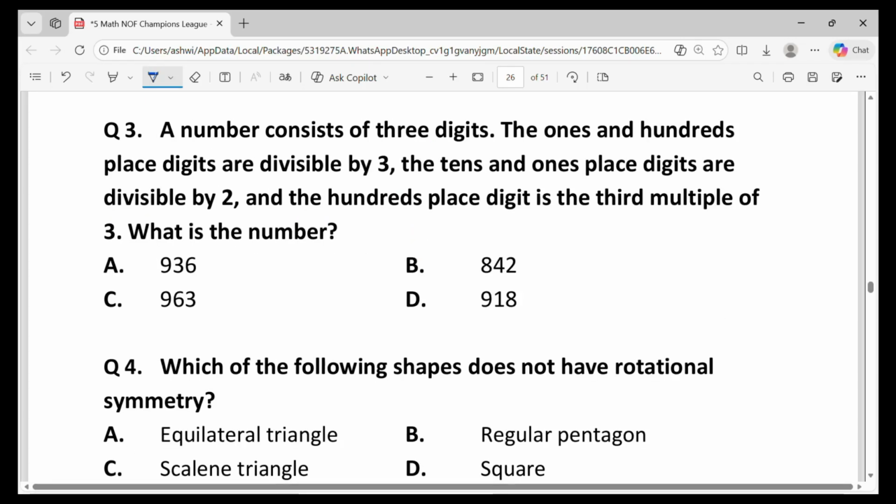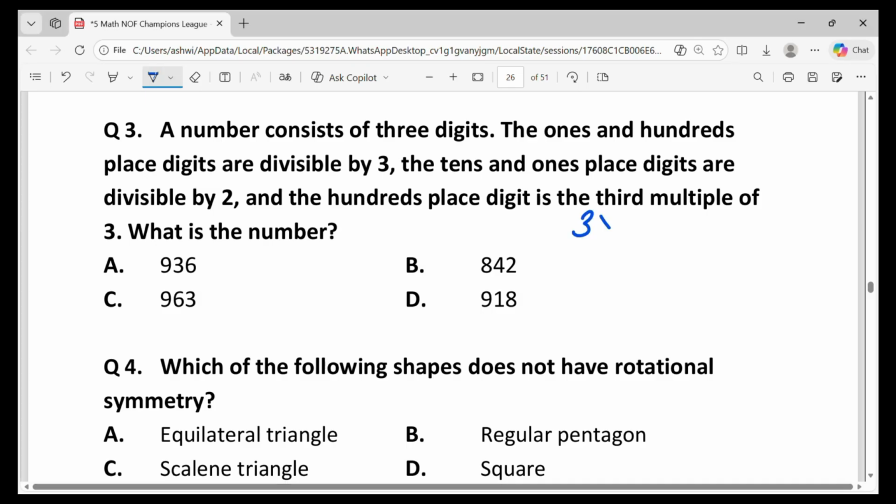Question 3. A number consists of 3 digits. The ones and the hundreds place digits are divisible by 3, and the tens and ones place digits are divisible by 2. And the hundreds place digit is the third multiple of 3. What is the number?